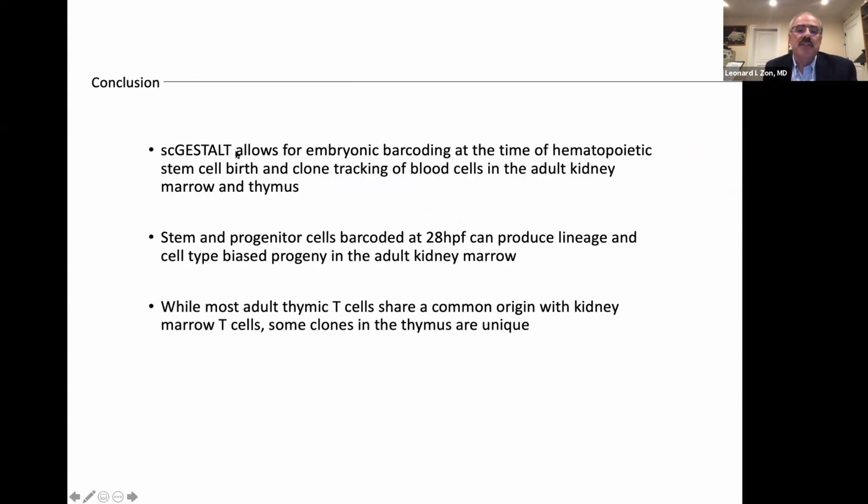So the Gestalt system allows for embryonic barcoding and looking at the stem cell birth and following these cells throughout life. Barcoding at 28 hours post-fertilization allows you to look at lineage and looks at bias of individual stem and progenitor cells in the adult marrow. And then with respect to the T cells and the lymphocytes in general, I think it's surprising that there are long-lived lymphoid progenitors that occur in adulthood that come from fetal life. And a second surprise is that there are thymus-specific clones that aren't represented in the marrow.